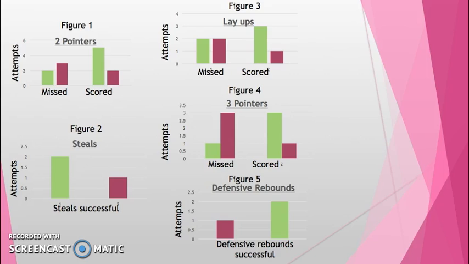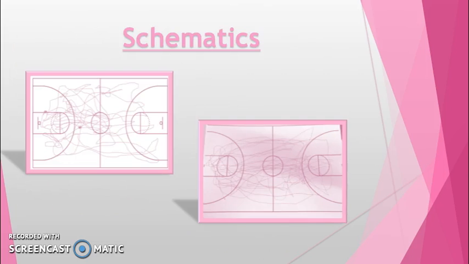We can also see in figure 2 that James has performed more successful steals than Rudy. The same goes for figure 5, where we can see that James is more successful with defensive rebounds. This data shows us that James overall had a better game than Rudy and performed better at my 5 performance criteria that I chose. Here we have 2 schematics of different people's distance covered in our basketball matches that we recorded.